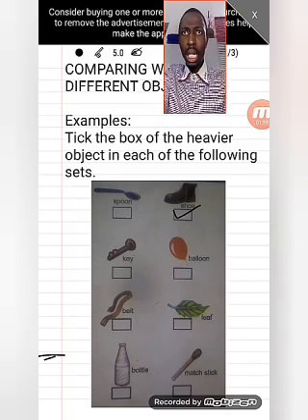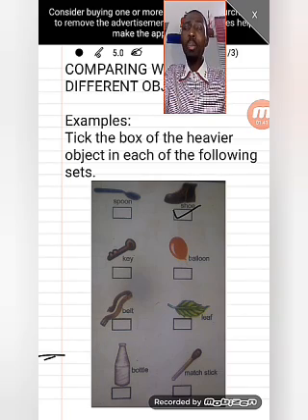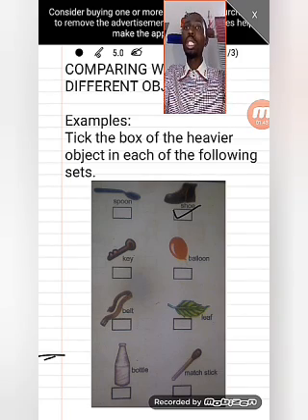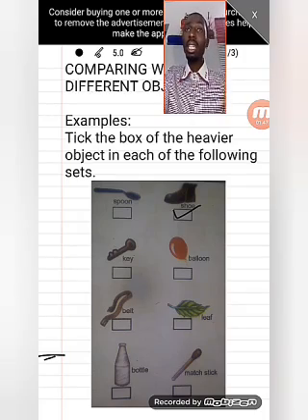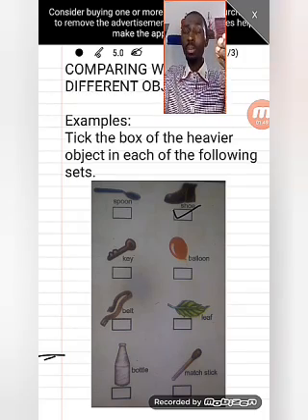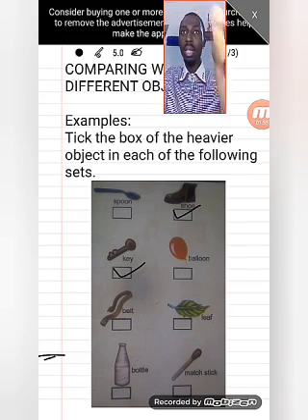Now let's also look at this, key and balloon. Which is heavier? We can see how the balloon is so light that it floats. It can easily float to the sky. And a key made of metal is more likely to be seen as heavier. So the key is heavier.